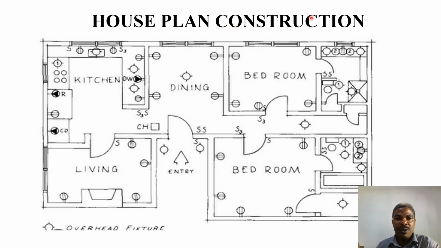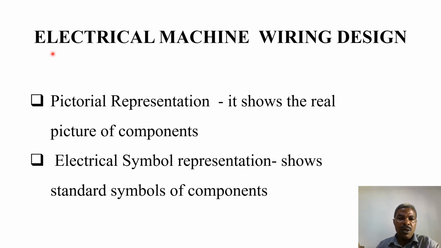For house plan construction, we have seen how we can employ the symbols for our rooms, as we discussed in the previous floor plan. Also, for electrical machine wiring design, we need a pictorial representation, which shows the real picture of components. Likewise, electrical symbol representation shows the standard symbol of components. This is the case of electrical machine wiring.